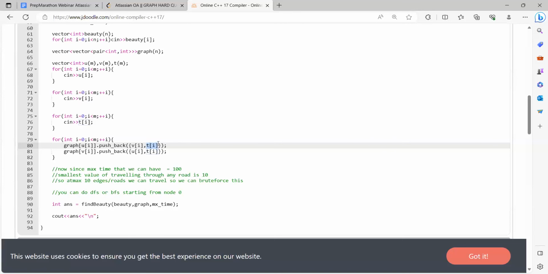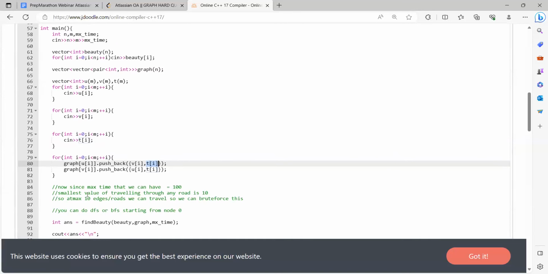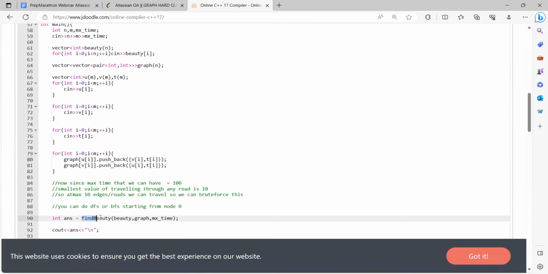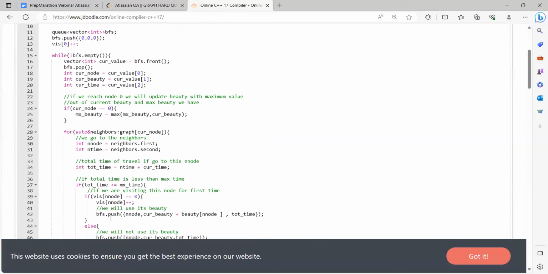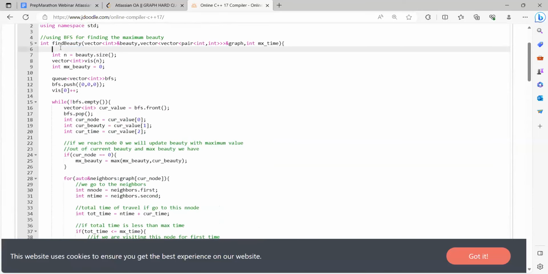So this is pretty basic. Now I am using a BFS, with this find beauty function. Obviously, you can see this minute detail: whenever you are naming a function, try to make it more readable. What your function is doing should be clear from the name itself. Okay, now come to this find beauty function. I am taking the beauty array as input. Next, the graph itself and the maximum time that I am allowed.